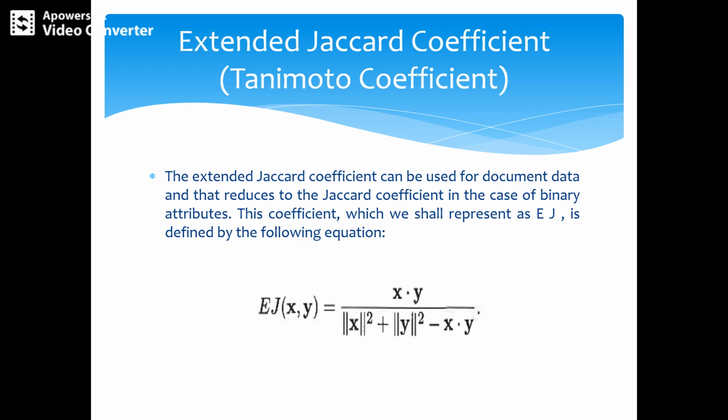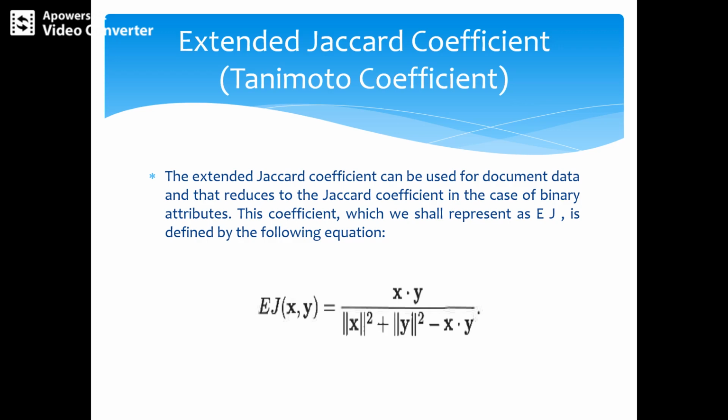Extended Jaccard coefficient can be used for document data, and that reduces to the Jaccard coefficient in the case of binary attributes. The extended Jaccard coefficient is also known as the Tanimoto coefficient. However, there is another coefficient that is also known as Tanimoto coefficient. This coefficient we will present as Ej. Now we have equations to represent Ej, capital Ej, extended Jaccard.